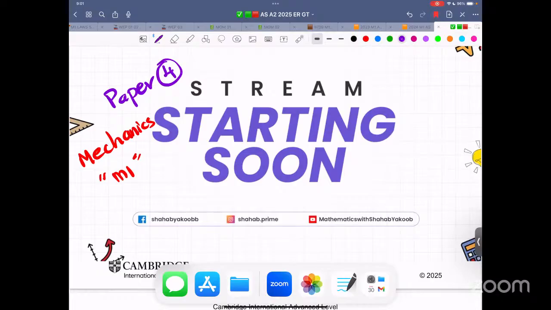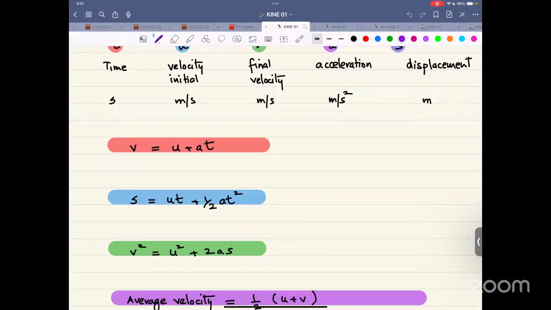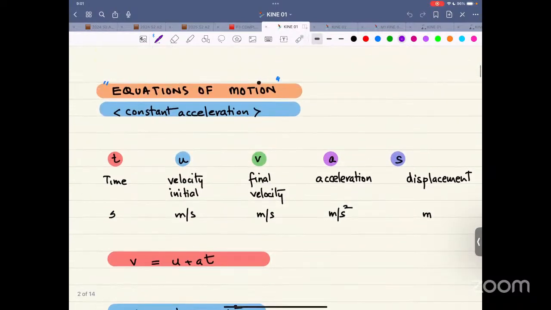Let's get started with the idea of M1, the syllabus overview, and I hope the voice is all good. So now in this overview, the focus is on doing a bit of each chapter. So let's start with kinematics.